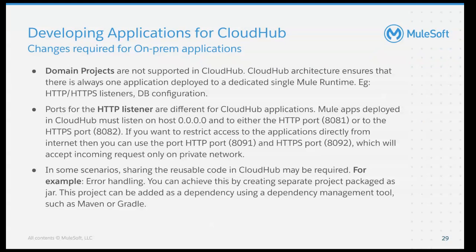I've also found that we had a few scenarios with reusable code. We had code snippets like error handling that were maintained in our domain application. What we had to do was create a jar, put all that error handling or the common code snippets that you need for each CloudHub application in it, and then import that jar as a dependency in every CloudHub app. That way you don't have to write the same code again and again in every CloudHub application.